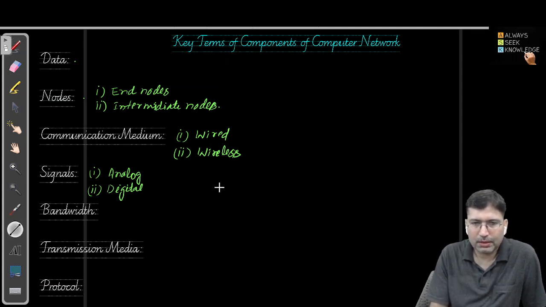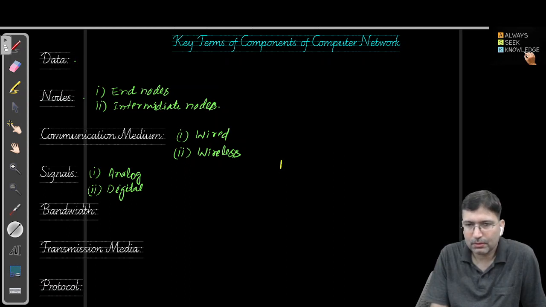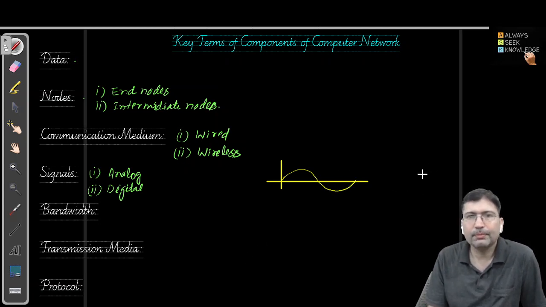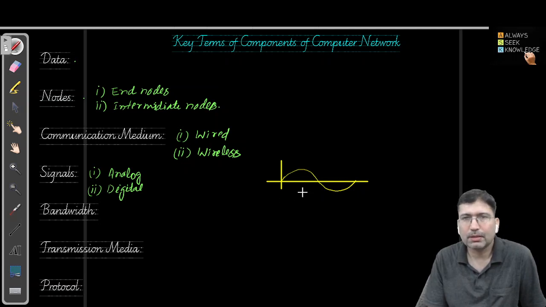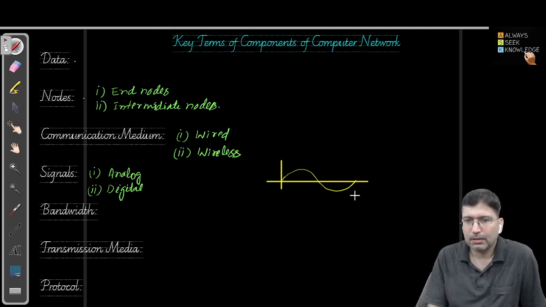So how do analog and digital signals look like? Analog signals, like we have sinusoidal waves or cosine waves. So a signal, you can consider here, if I represent, a signal which may look like this. This is a continuous signal. There are no breaks in between. So such signals you can consider as analog signals. There may be different waveforms, but analog signals are continuous in nature.